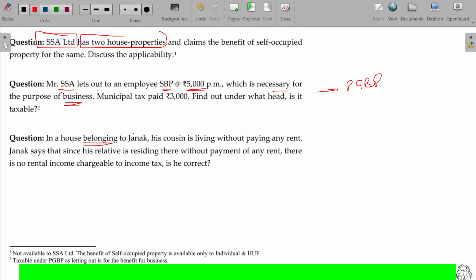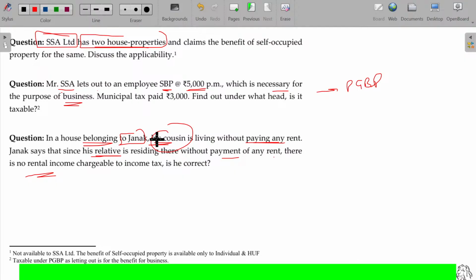In a house belonging to Janak, his cousin is living without paying any rent. Janak says, since his relative is residing there without payment of any rent, there is no rental income. Will it be correct? No. So rent will be based on the notional income. Cousin is not a relative. If the self-occupied property is occupied by the owner and his relatives, up to 2 house property will be considered as self-occupied only.